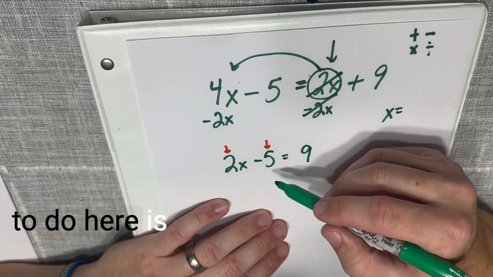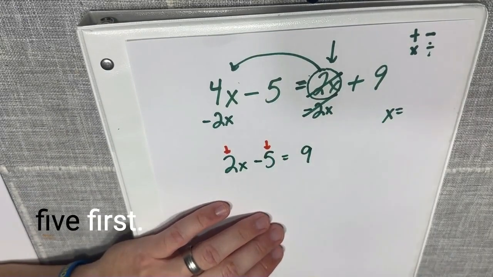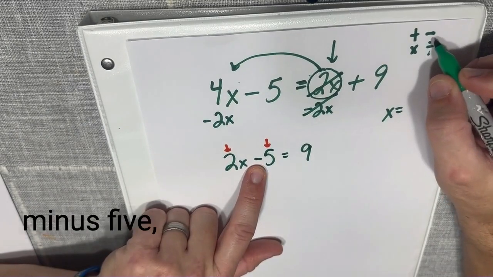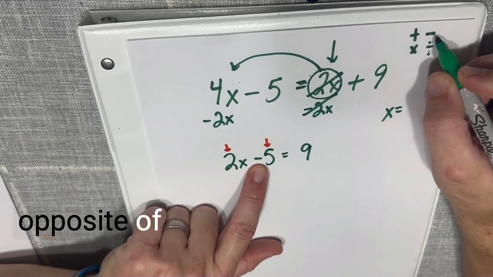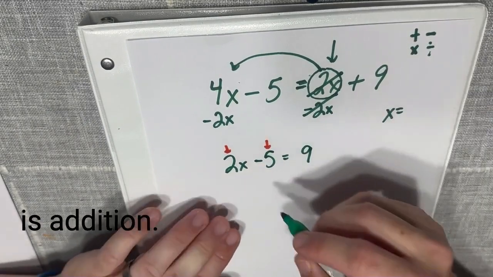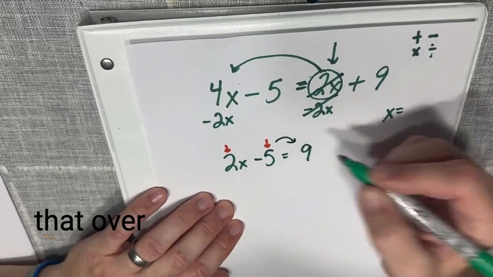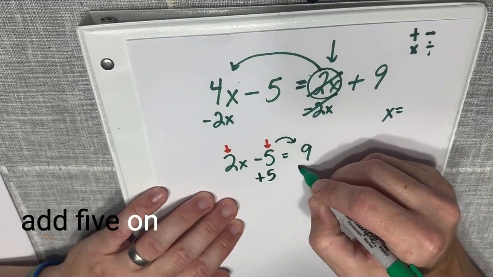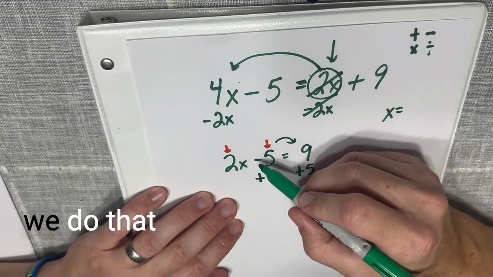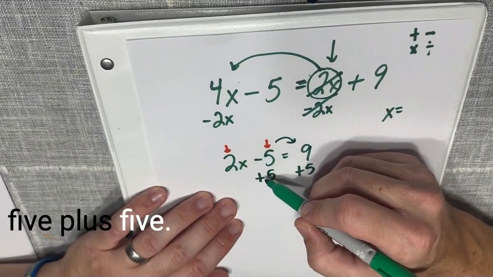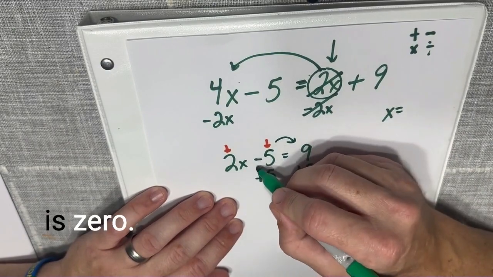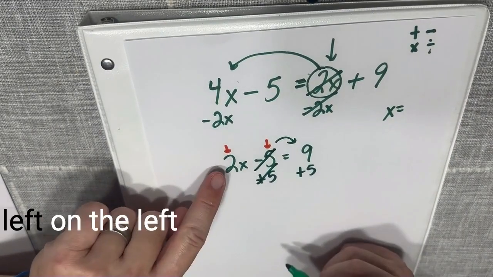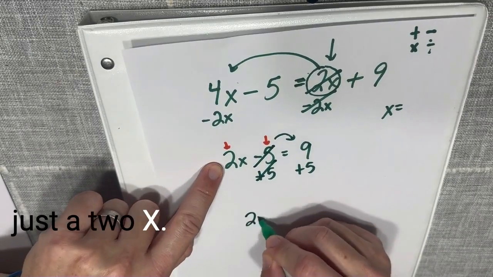So what we're going to do here is we're going to get rid of that -5 first, okay? And since it's a -5, the opposite of a negative, or the opposite of subtraction, is addition. So to move that over to the right side of the equal sign, I'm going to add 5 on both sides. And again, the reason we do that is -5 plus 5, or in other words, 5 minus 5, is 0. That cancels out, okay? So all that will be left on the left side of the equal sign is just a 2x.